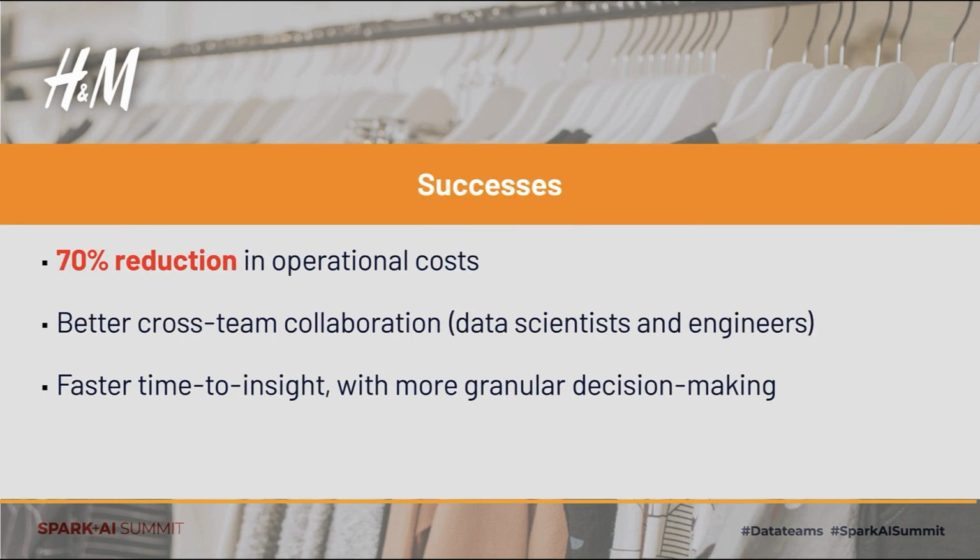When H&M moved over to Databricks, it improved their operational efficiency. It actually reduced their operational costs by about 70%. The Lakehouse platform dramatically reduced the number of components needed for data scientists and engineers to work together. And overall, this had a huge business impact with faster time to insight. So they had this ability to be more granular in their decision making.